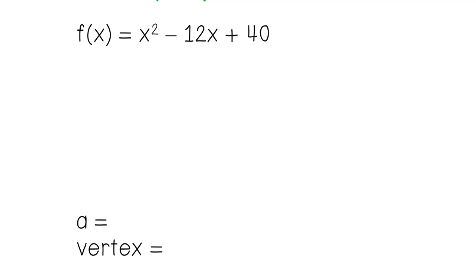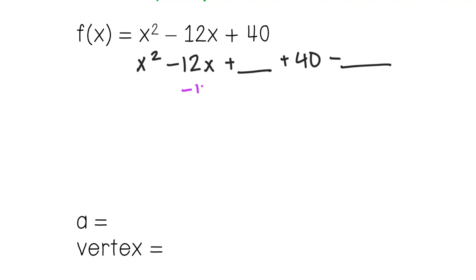Try and finish it before I do. Going ahead and writing it out, I'm going to have x squared minus 12x plus blank plus 40 minus blank. Okay, finding what goes inside those blanks, I'm taking b, which in this case b is negative 12. So I have negative 12 divided by 2 squared. I'm going to get negative 6 squared, which is 36, and that's what I'm filling inside my blanks.